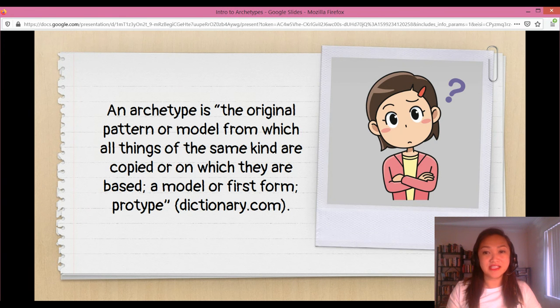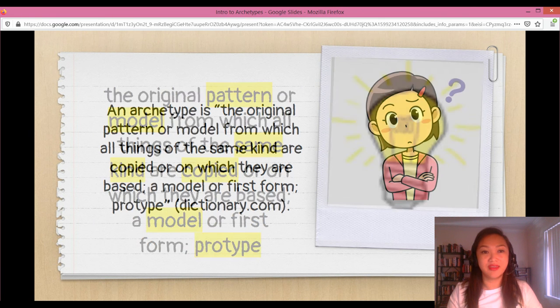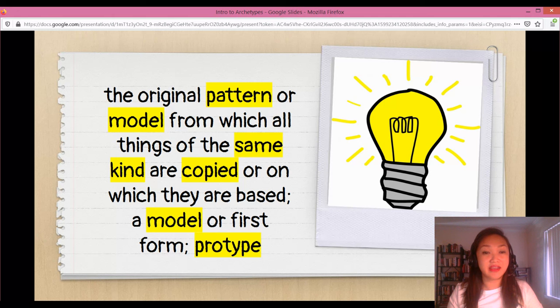Well, let's take a closer look at a definition. An archetype is the original pattern or model from which all things of the same kind are copied or on which they are based, a model or first form, prototype. I highlighted specific words, keywords in the definition to help you understand what an archetype is. We have pattern, model, same kind, copied, prototype.